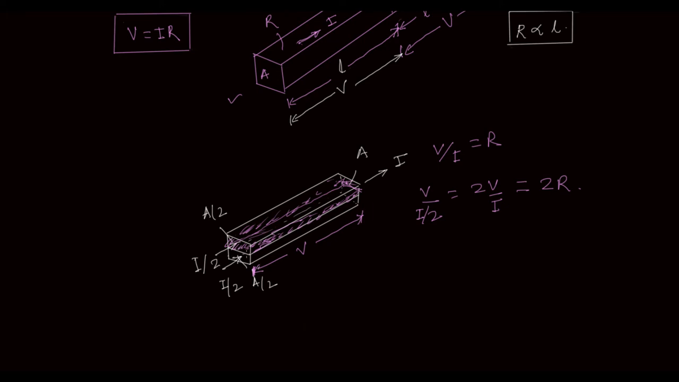Okay? So somehow the resistance has become 2R. Now what has happened? The length has remained the same. The area of cross section has become half and the resistance has become twice, so it means that resistance is inversely proportional to the area of cross section. Do we get that? Yes.